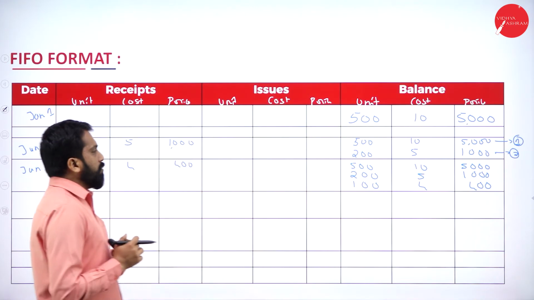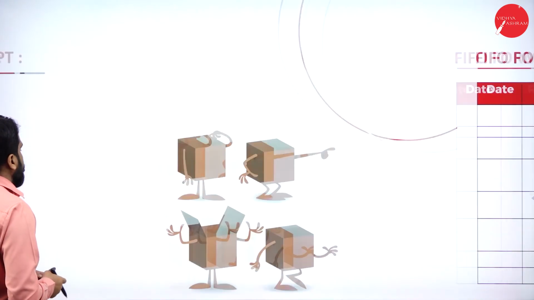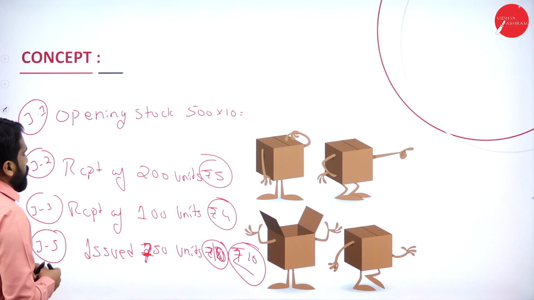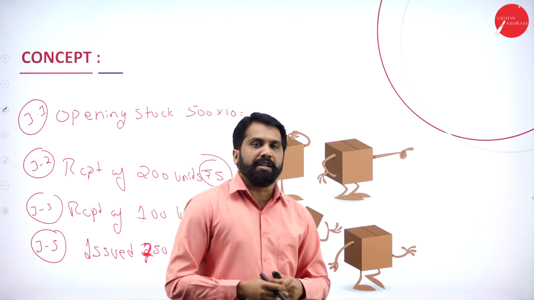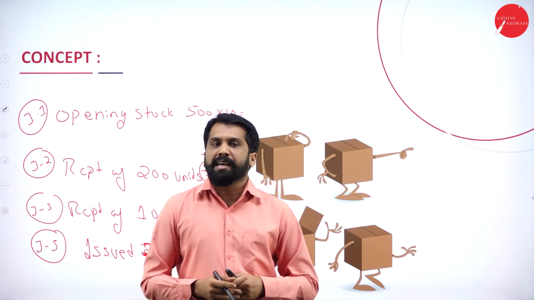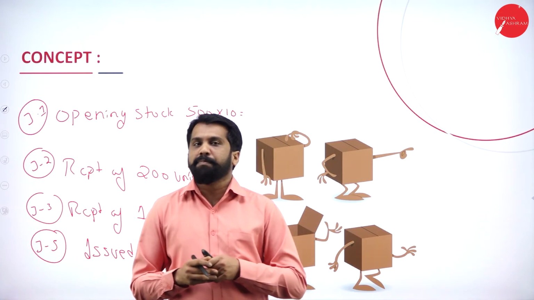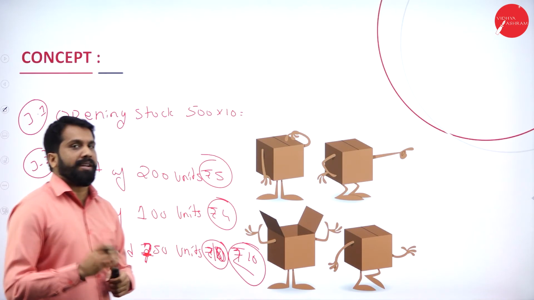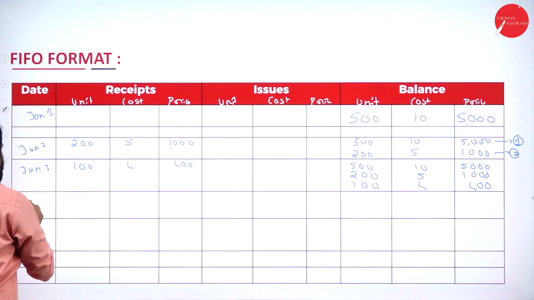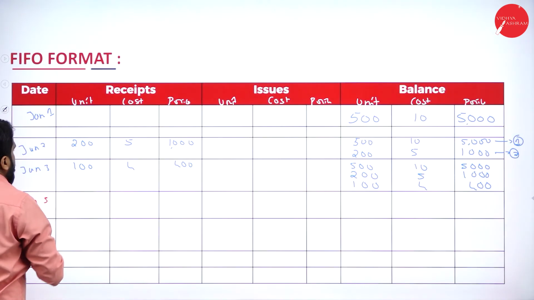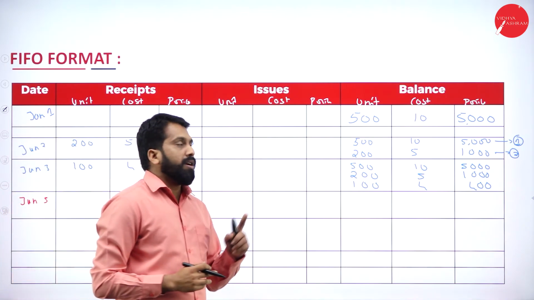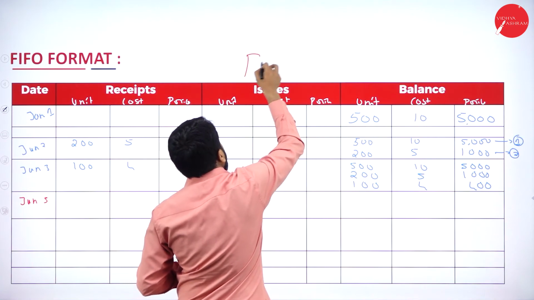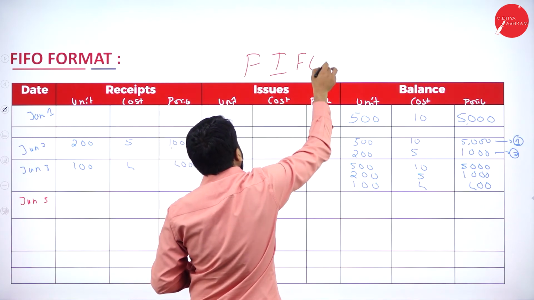Now, we'll go for the next one. Issue 750 units at rupees 10 per unit. How many units are issuing? 750. How much is it? 10 per unit. This is very important. I'll show you this. January 5th. How many units are they issuing? They are issuing 750. Which method are we using? We are using the FIFO method.